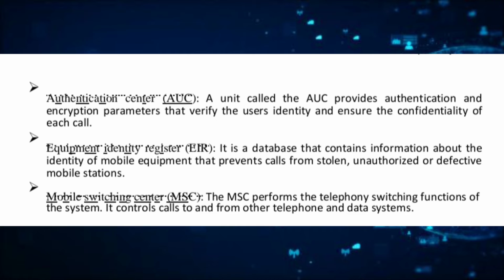Authentication Center or AUC. A unit called the AUC provides authentication and encryption parameters that verify the user's identity and ensure the confidentiality of each call. Equipment Identity Register. It is a database that contains information about the identity of mobile equipment that prevents calls from stolen, unauthorized or defective mobile stations. Mobile Switching Center. The MSC performs the telephony switching functions of the system. It controls calls to and from other telephone and data systems.